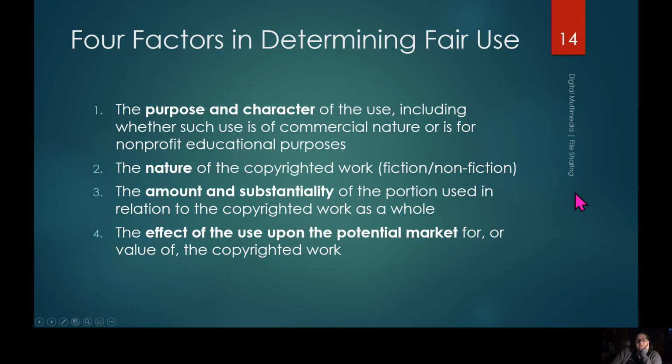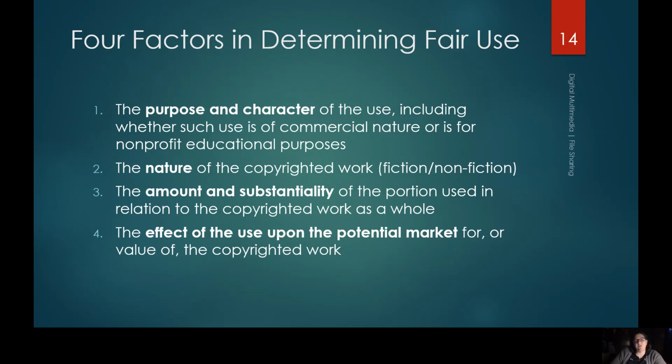4 factors in determining fair use. First is the purpose and character of the use, including whether such use is of commercial nature or is just for nonprofit educational purposes. 2, the nature of the copywritten work. Is it fiction or nonfiction? 3, the amount and sustainability of the portion used in relation to the copyrighted work as a whole. And 4, the effect of the use upon the potential market for or value of the copyrighted work.